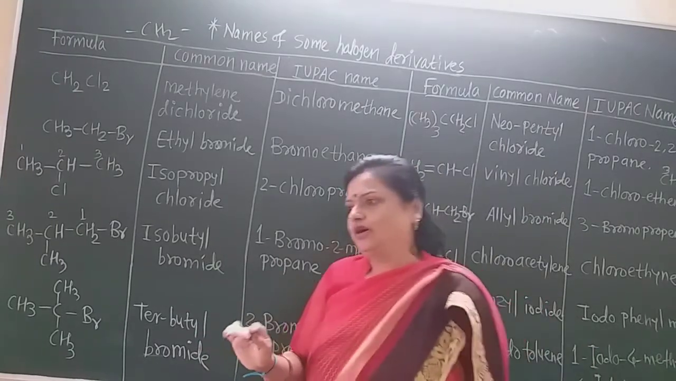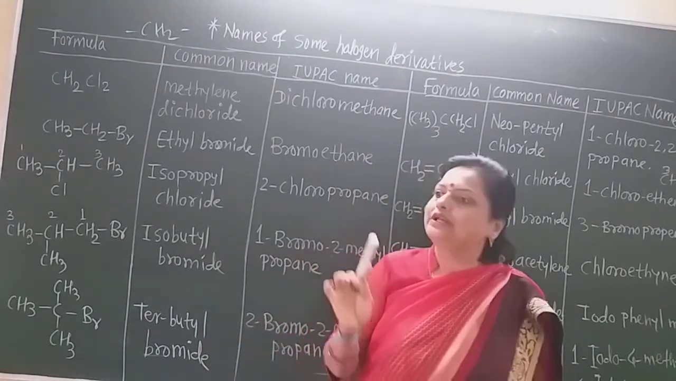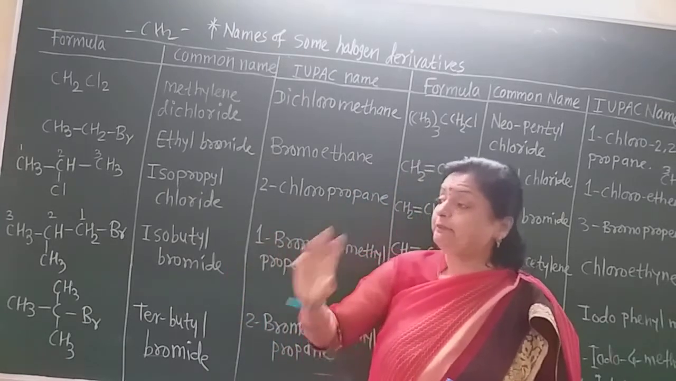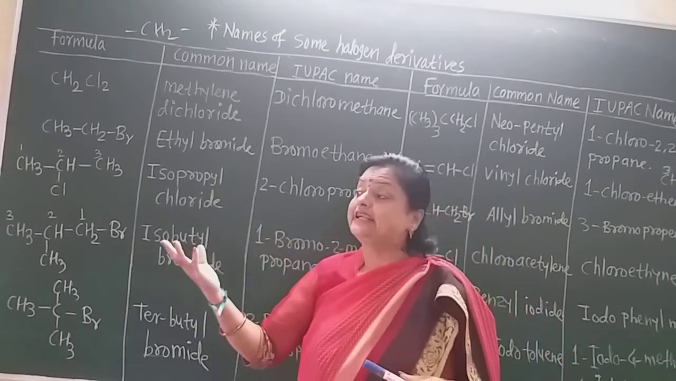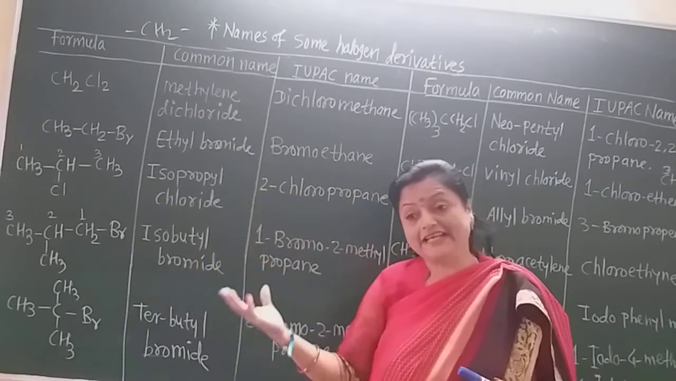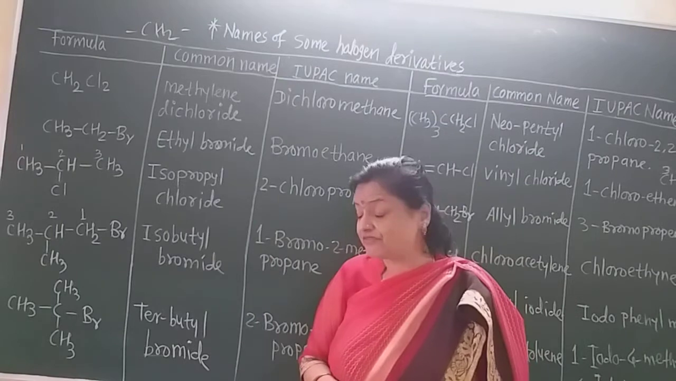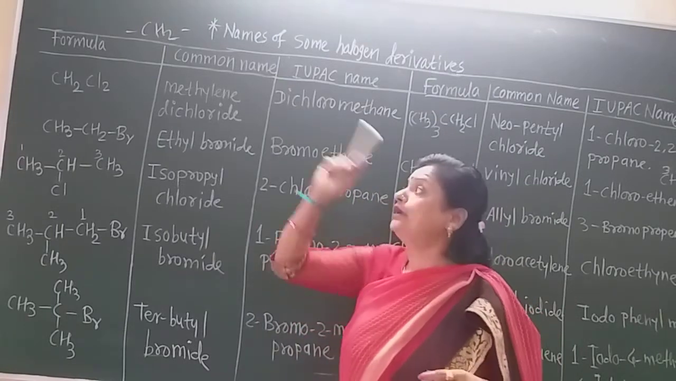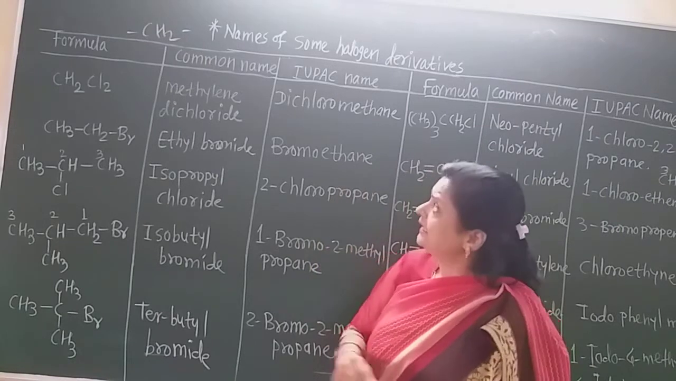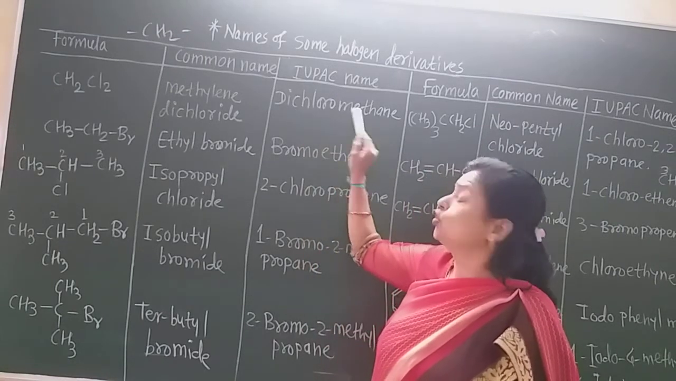In a monohalogen derivative, what is there? Only one hydrogen is replaced by halogen, so we call that a haloalkane only, such as chloromethane, bromoethane, in this way. But as two hydrogens are replaced, they are dihaloalkanes. So the IUPAC name is dichloromethane.